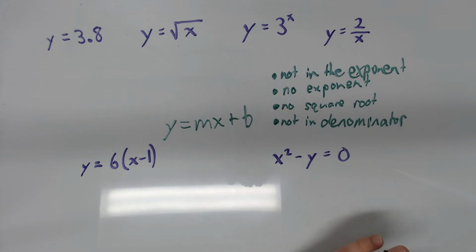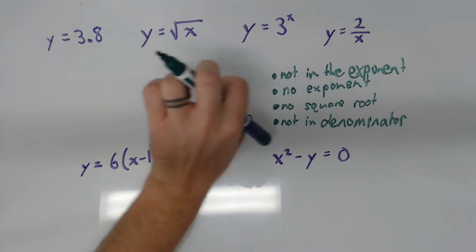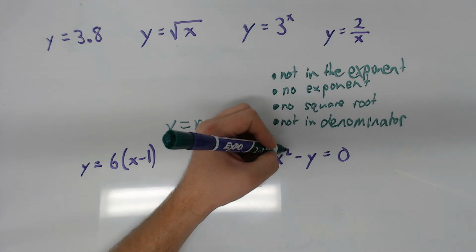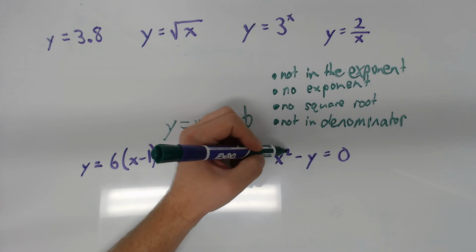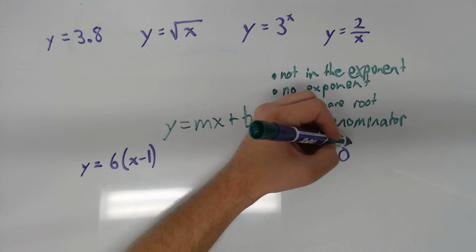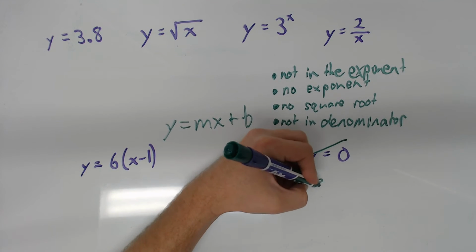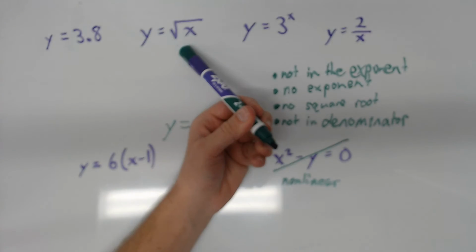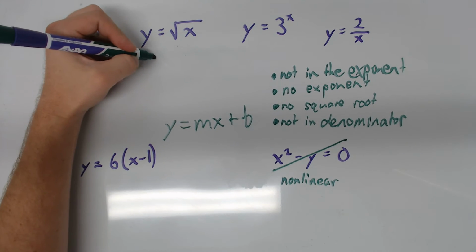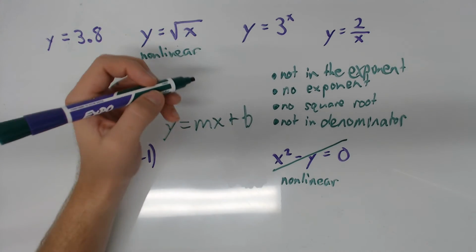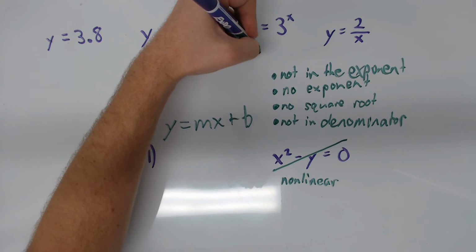Okay, so let's try to break these down. This is kind of what we're trying to look for. So immediately what I want to do is recognize this has an x squared. All right, that is not going to be linear. Up here, x is square rooted. This is not going to be linear. This one has x in the exponent. That's non-linear.